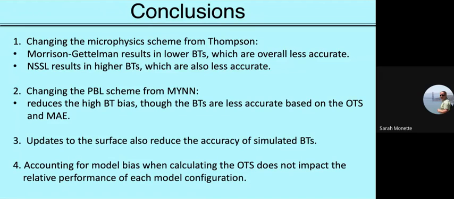Updating to the surface also reduced the accuracy of the simulated brightness temperatures. They were either too low or too high. And probably the most interesting is when we accounted for the model bias in the OTS, we would expect to have smaller objects. It didn't impact the relative performance of each model configuration compared to each other.